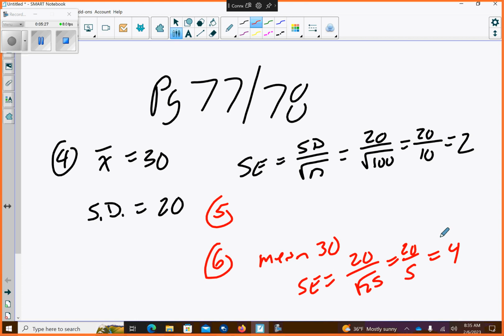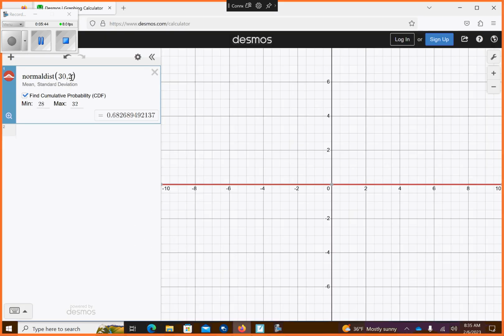Obviously, we're doing standard error quite a bit, so make sure that is going into your sheet that you'll do notes on. Number 7 is part of the same question. We want the sample size to be 25, so that changed our standard error to 4.